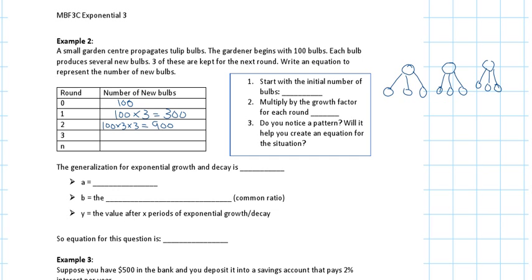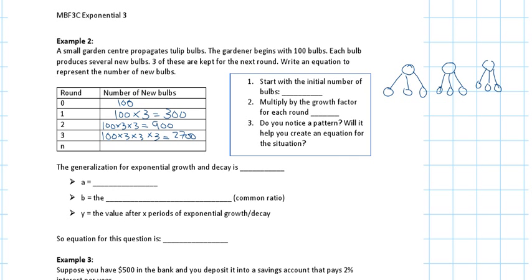Round 3. 2,700. So again, 100 times the 3, which I got in the previous round, and then multiply that by another 3, which is 2,700. Okay? So what's happening is every time I'm multiplying by another 3.